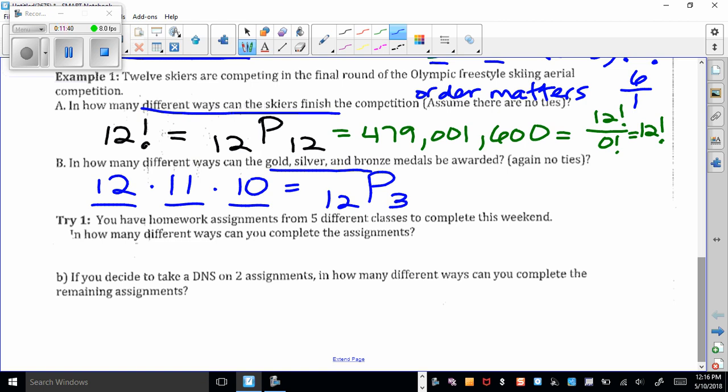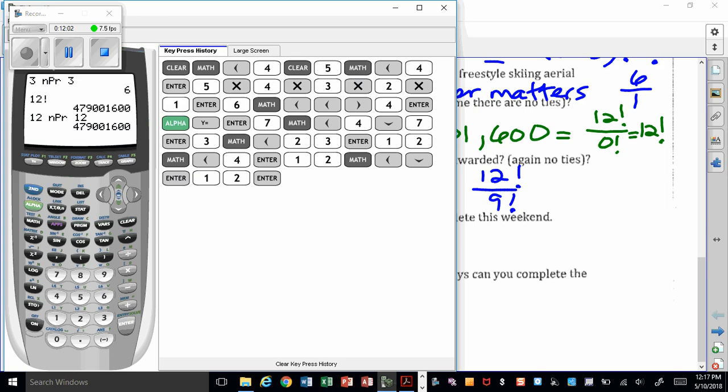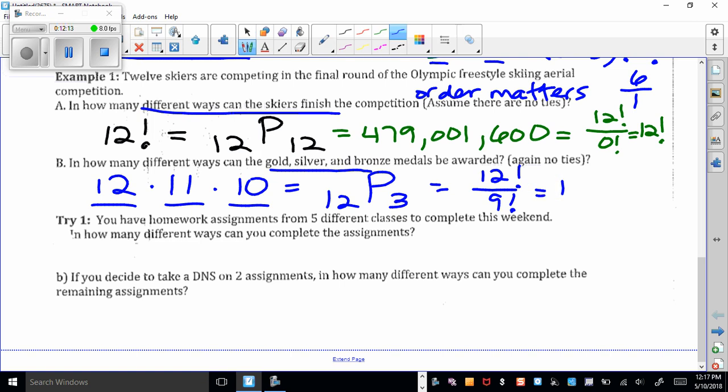Order matters, and you're only taking 3 things. So with our formula, that would be 12 factorial divided by 9 factorial. Notice the 9, 8, 7, 6 got divided out because we only wanted the first 3. If we look at that on the calculator, go 12p3. You want to practice typing this in. So 12, then the permutation, and then 3. And we'll hit enter. So 1,320. That's a lot fewer ways. That makes a big difference.